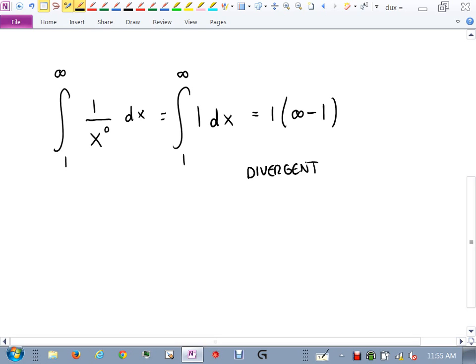So 0 diverged. How about -1? What would I have? I have 1 over x to the -1. That would really be just x, right? And what does the function x look like? The diagonal? And if I go to the right forever, it's going to get infinite, right?